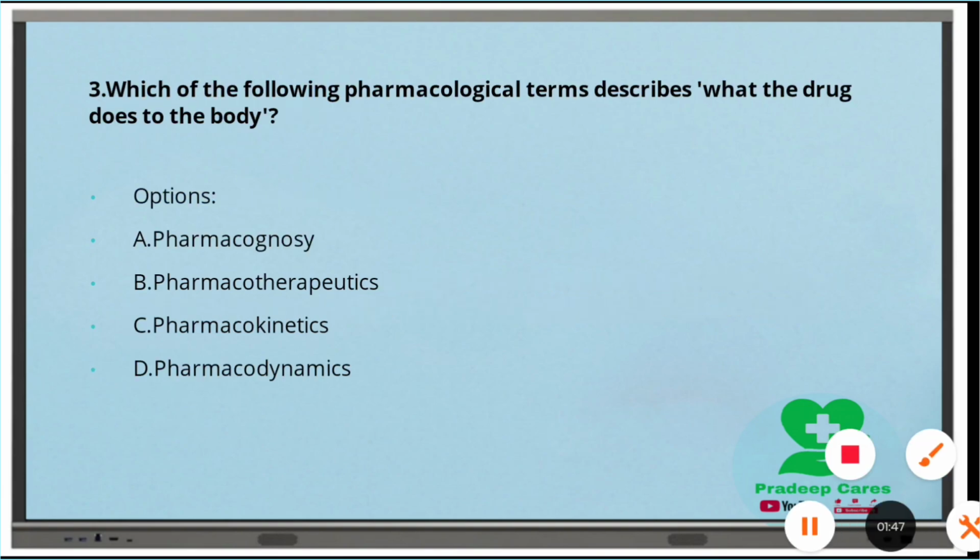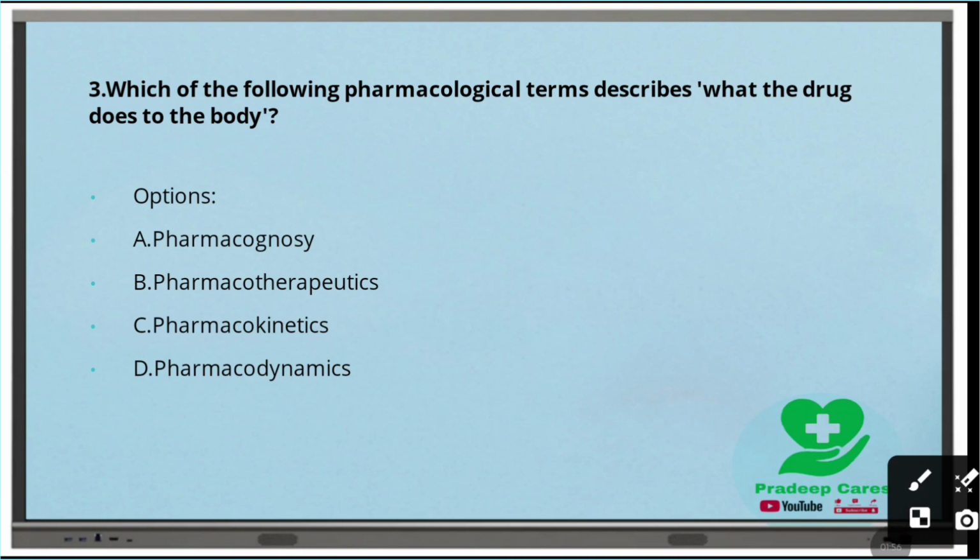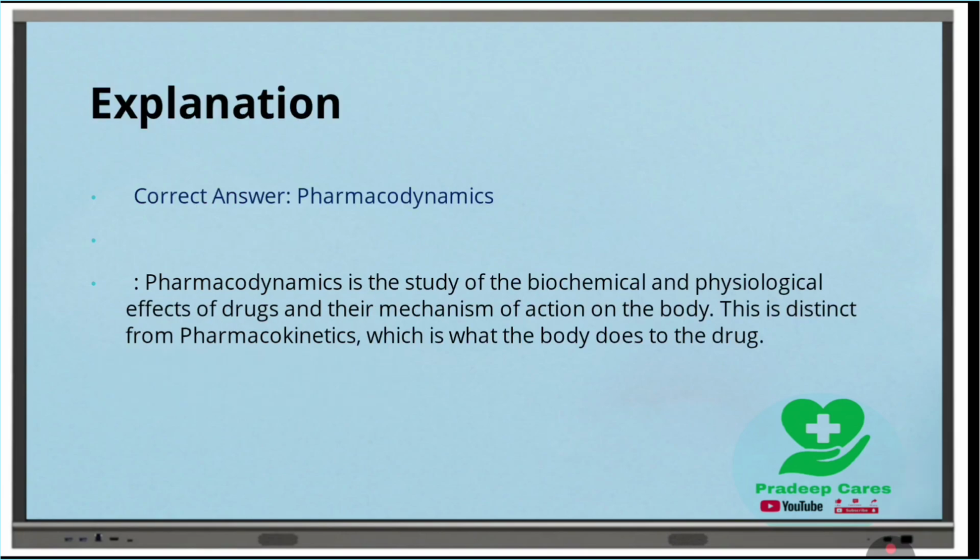Next question is question number 3. Which of the following pharmacological terms describe what the drug does to the body? Options are option A pharmacognosy, option B pharmacotherapeutics, option C pharmacokinetics, and option number D pharmacodynamics. And the correct answer is option number D pharmacodynamics. Explanation. Pharmacodynamics is the study of biochemical and physiological effects of drugs and their mechanism of action on the body. This is distinct from pharmacokinetics, which is what the body does to the drug.